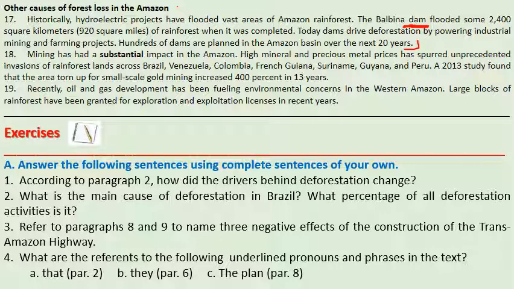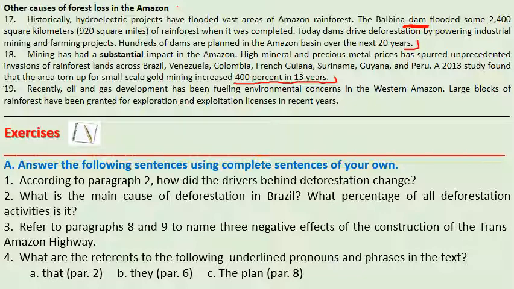Mining has had a substantial impact in the Amazon. High mineral and precious metal prices have spurred unprecedented invasions of rainforest lands across Brazil, Venezuela, Colombia, French Guiana, Suriname, Guyana, and Peru. A 2013 study found that the area torn up for small-scale gold mining increased 400% in 13 years. Let's not forget that the Amazon area is full of precious metals like gold. It's full of precious stones, etc. So people would want to exploit this. And in order to dig for those minerals and those precious stones, obviously you have to clear the forest.